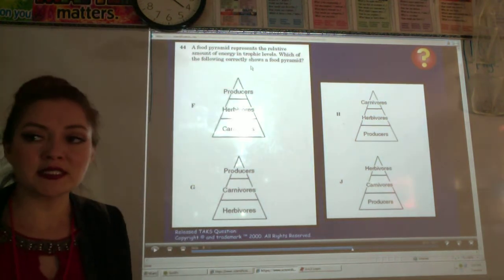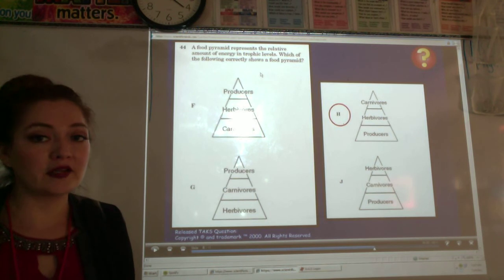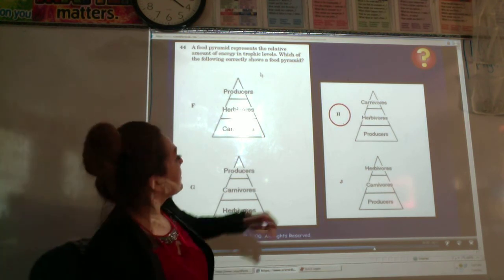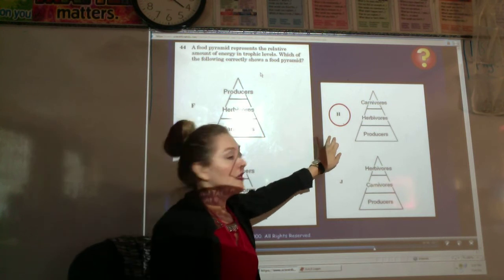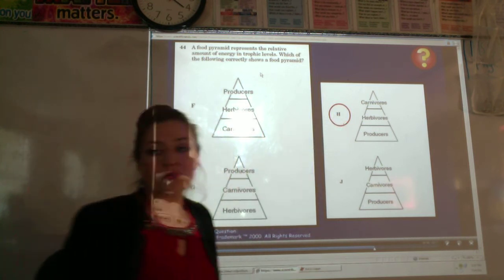And the answer is letter H. That's the only one that's correctly showing that producers are on the bottom. Producers are always on the bottom, and then herbivores, and then carnivores.